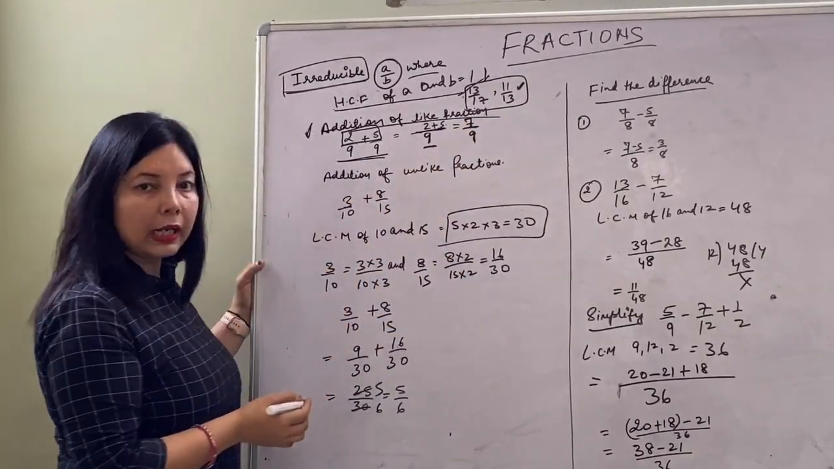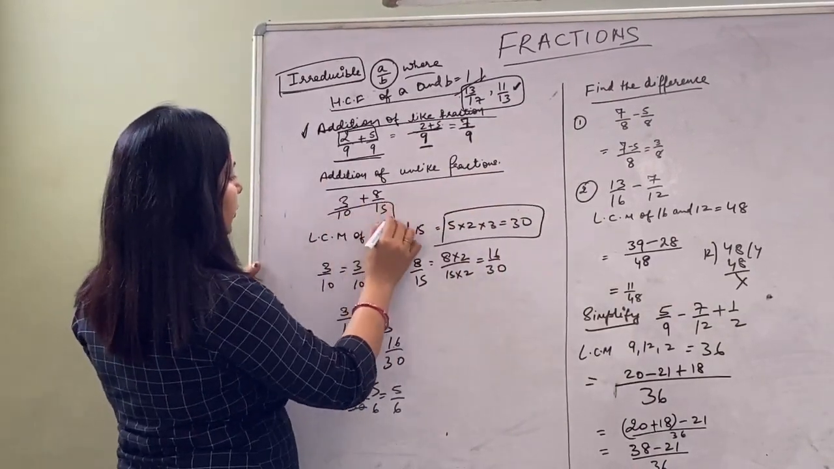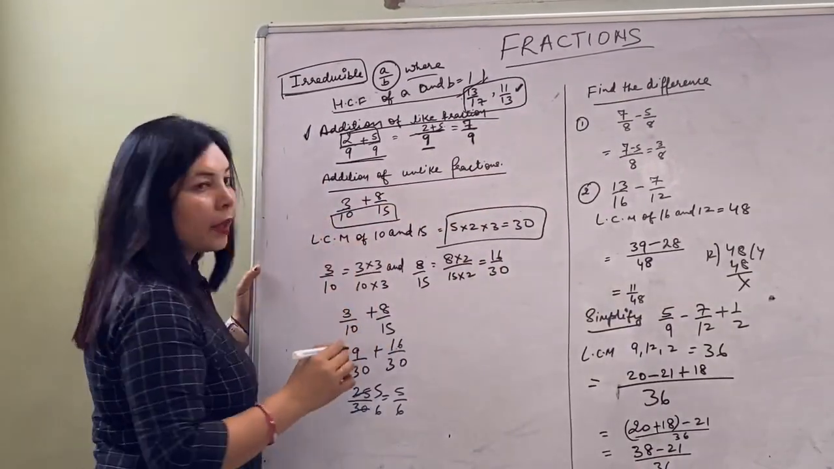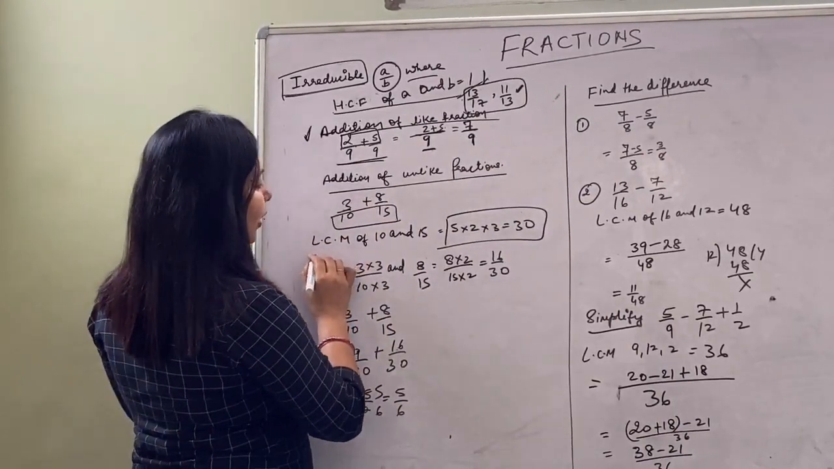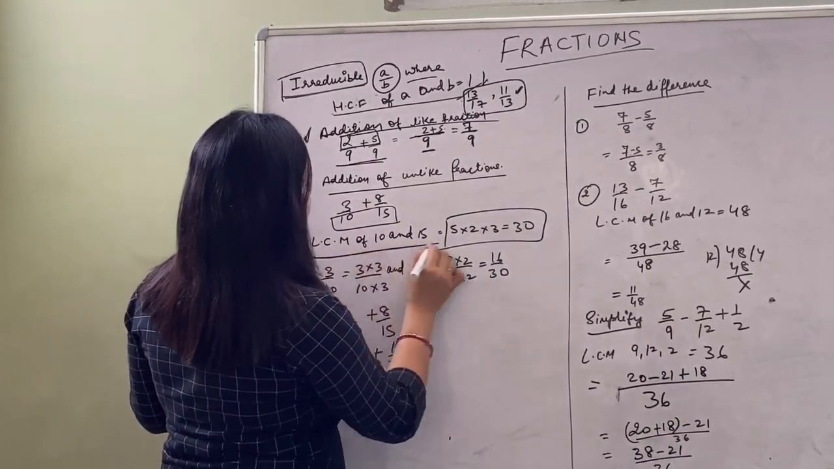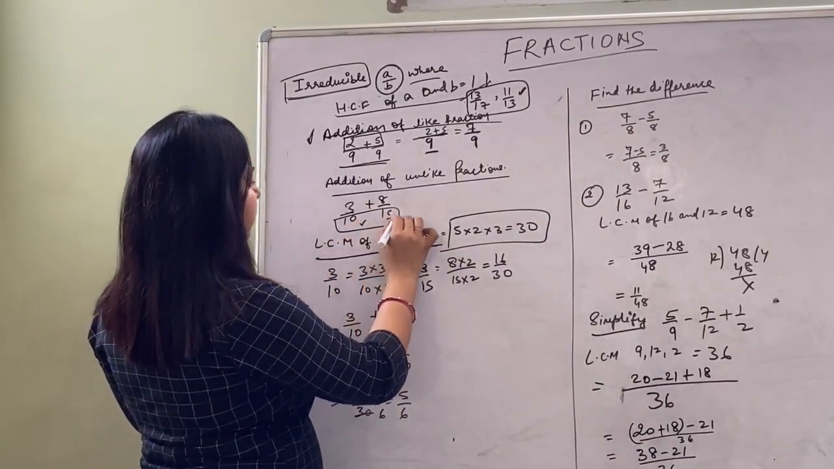Now how will we add unlike fractions? Because in unlike fractions the denominator is not the same. So first what we are going to do is take out the LCM of the denominators of the fractions. Here the denominators are 10 and 15.